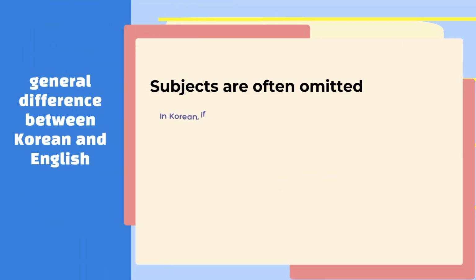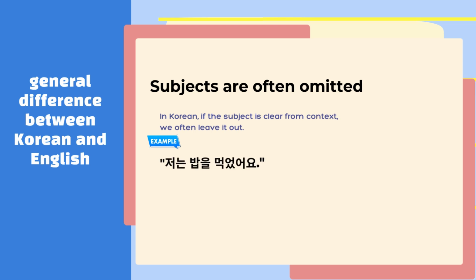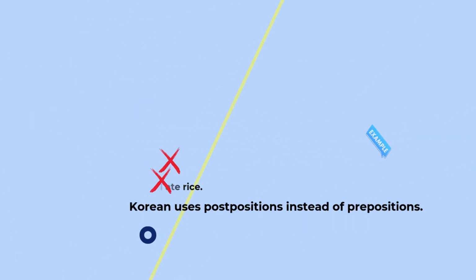2. Subjects are often omitted. In Korean, if the subject is clear from the context, it's often omitted. Example. 저는 밥을 먹었어요. More naturally, 밥 먹었어요. In English, we always say, I ate rice. But in Korean, leaving out the subject is fine as long as the meaning is clear.